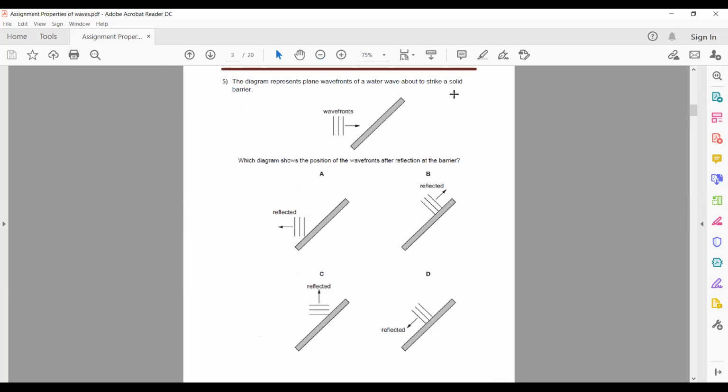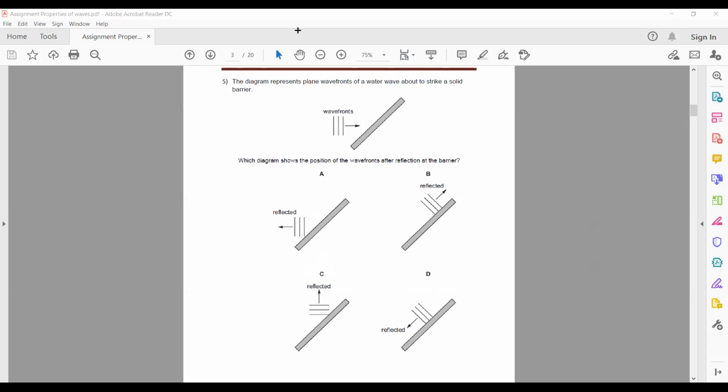The diagram represents a plane wavefront of a water wave about to strike a solid barrier. Which diagram represents the position of the wavefront after reflection at the barrier? C. C is the right answer. How is C the right answer?